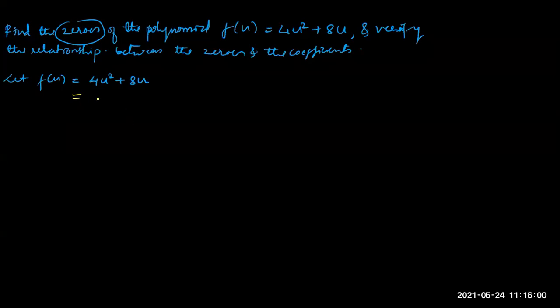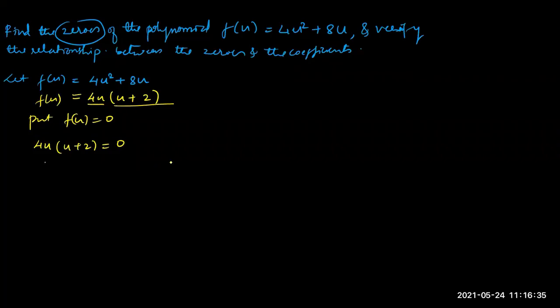So if you take 4u common, inside it is u plus 2. So this is f of u. Now put f of u equal to 0. Now you have two factors. Then it will become 4u into u plus 2 is equal to 0.